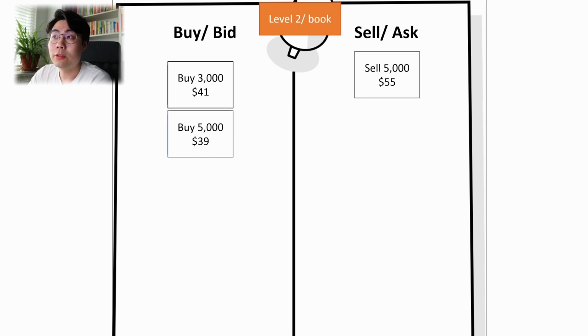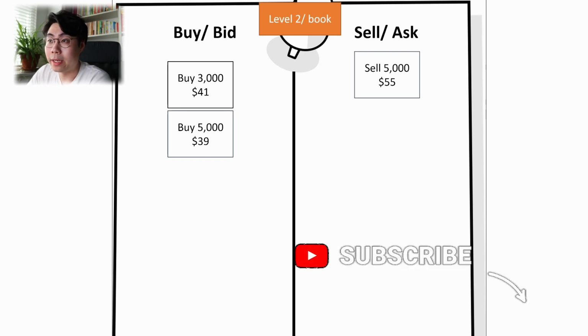What you see over here with all these orders is called level 2, also known as the book. This level 2 or book encompasses all the orders from the buyers and all the orders from the sellers, the ones that haven't been executed and are waiting to be executed. If you ever hear people say, I want to see the level 2, or I want to see the book, they're talking about what we're seeing right now, right?